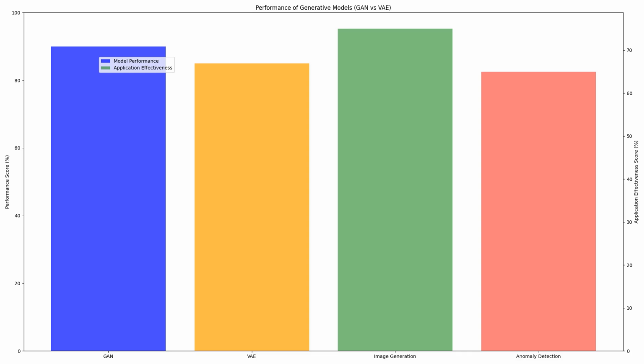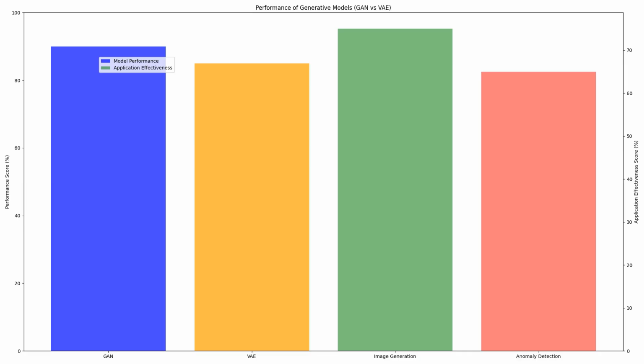On the left axis, we've got model performance scores. GAN sits at 90%, while VAE holds 85%. This shows that GAN enjoys a modest advantage of about 5 percentage points in our chosen performance metric. Now, both these models are performing at a high level, indicating strong overall capability.